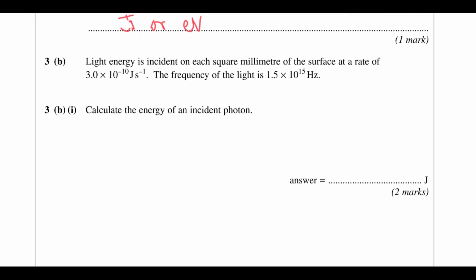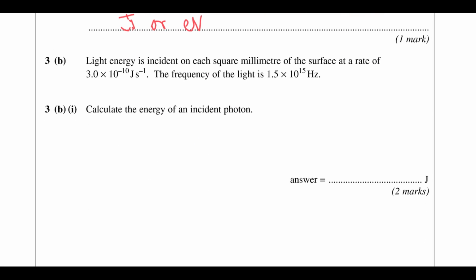Okay, so light energy is incident on each square millimeter of the surface at a rate of 3 × 10 to the minus 10 joules per second. Frequency of light is 1.5 × 10 to the 15. Calculate the energy of an incident photon. So we're just going to be using E equals hf.